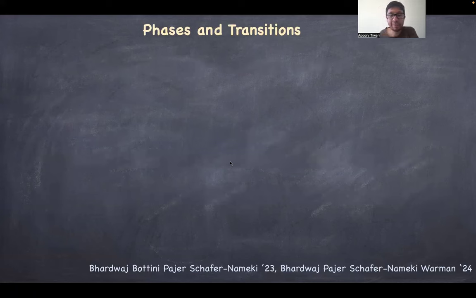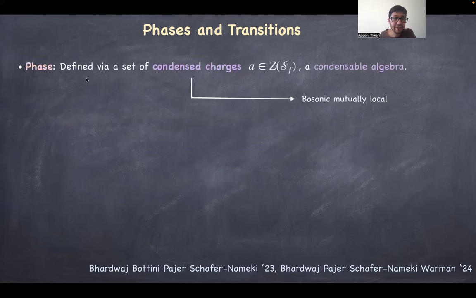So in the remaining time, let me move on to phases and transitions. So I'm going to be generalizing the recipe described in these nice papers here to fermionic systems. So a phase is defined via a set of condensed charges, A, in the Drinfeld center. And these charges have to be bosonic and mutually local. They have to be bosonic.